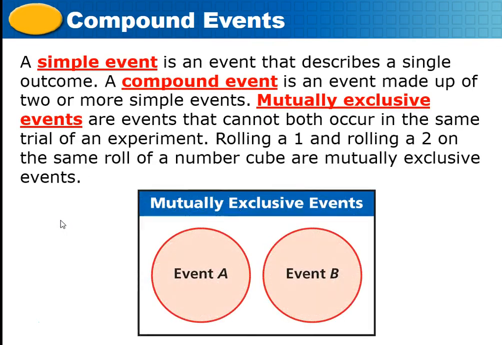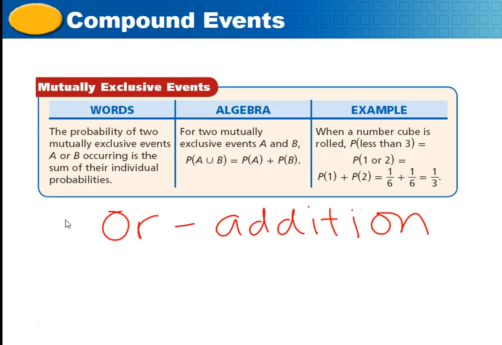So first of all, a simple event is an event that describes a single outcome. A compound event is an event that's made up of two or more simple events. We're going to talk about what that is as we go into the lesson a little bit more. Mutually exclusive events are events that cannot both occur in the same trial of an experiment. So obviously I can't roll a 1 and a 2 on the same roll of a number cube. Thus, those rolls are mutually exclusive.